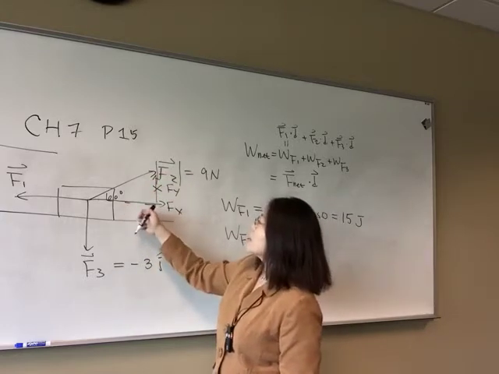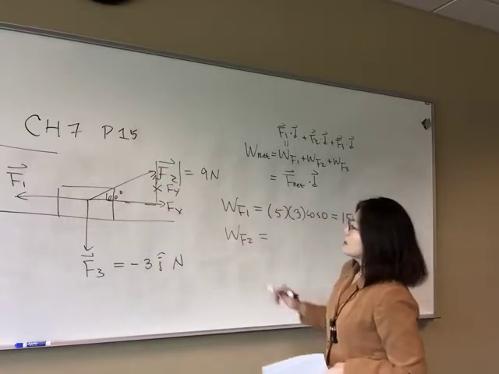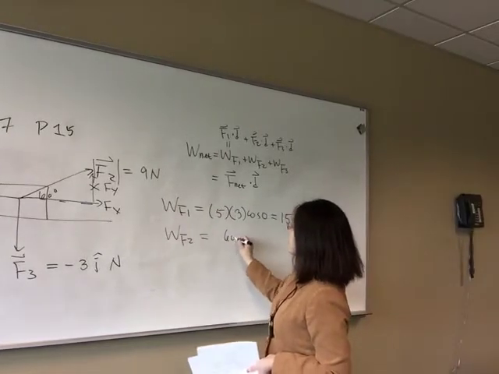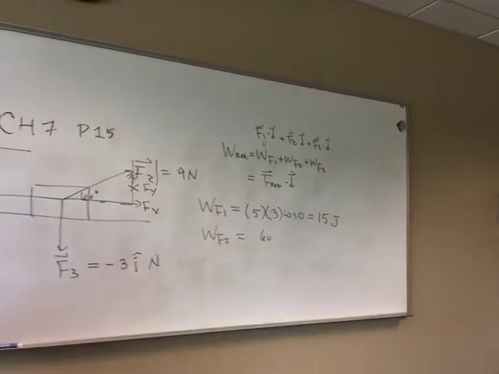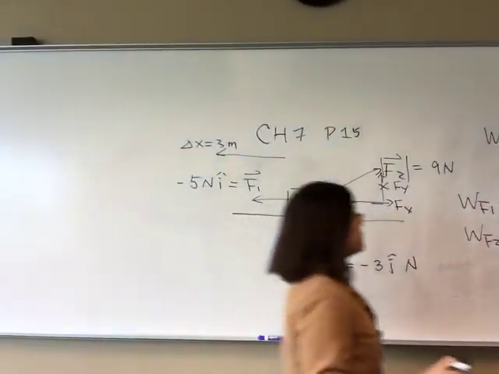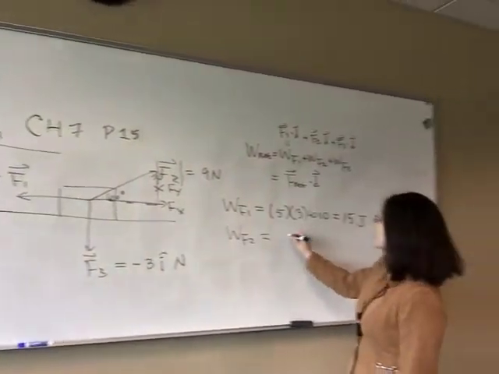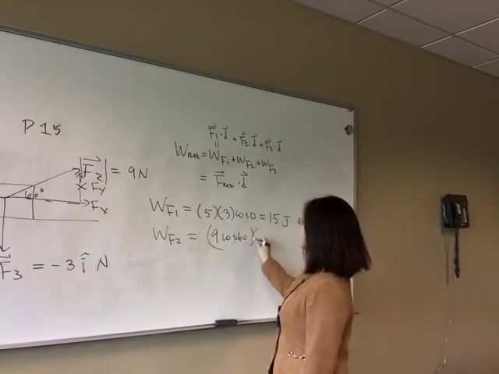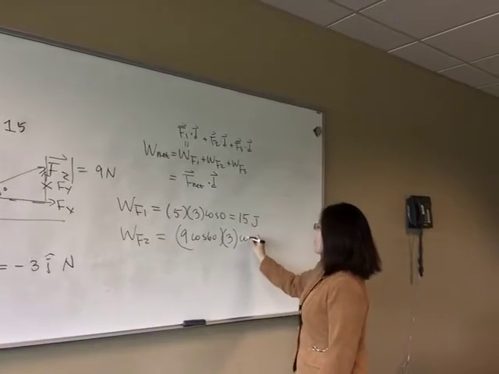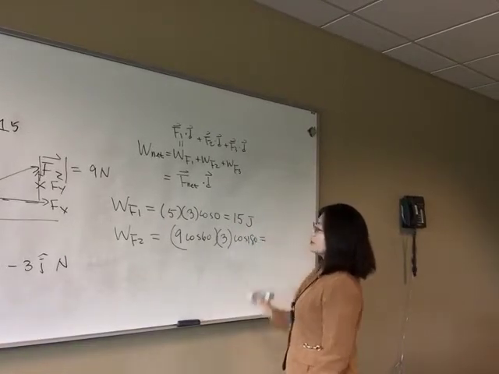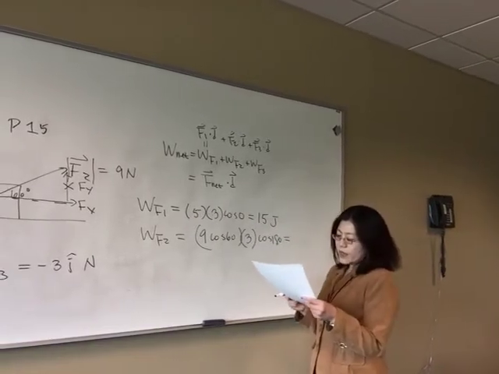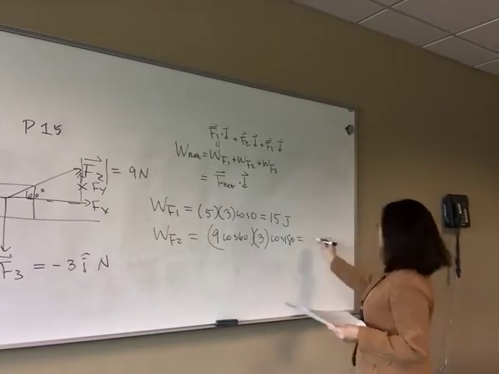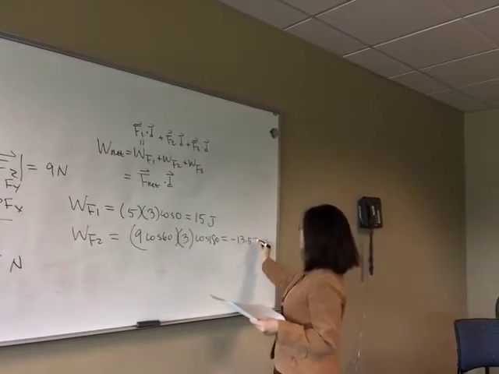Now, what about this one? The S component has the magnitude of 9. So you have 9 times cosine 60 because it's adjacent. So this is the force magnitude. The displacement is 3. But then they differ by 180 degrees. So when you do this calculation, the work done by the second force is equal to -13.5 joules.